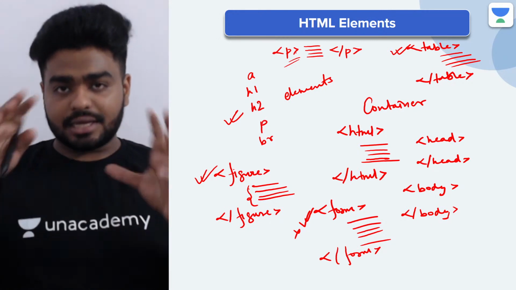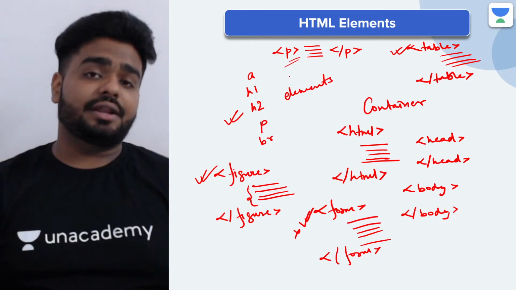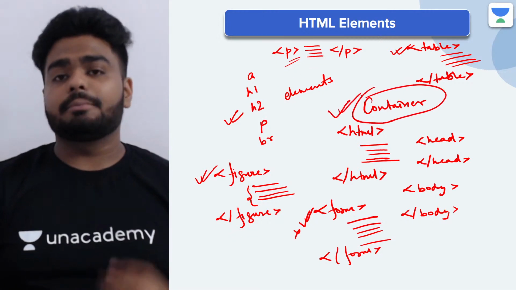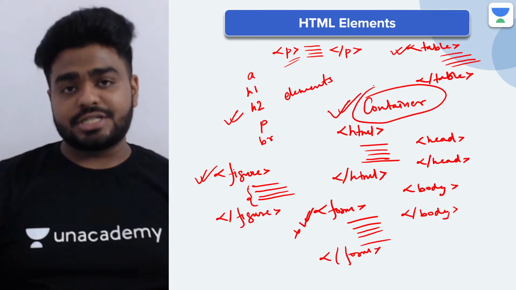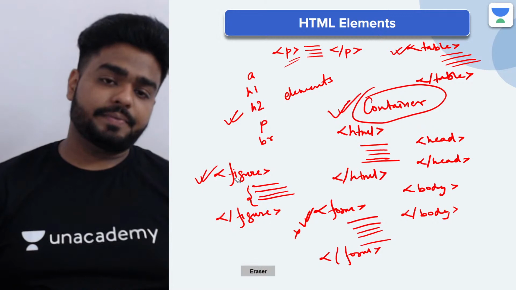Inside P, the container, we use different tags, correct? So this is also a container. That is why I told you this container word is really very important when you're learning HTML. Okay. Now let's talk about something else.